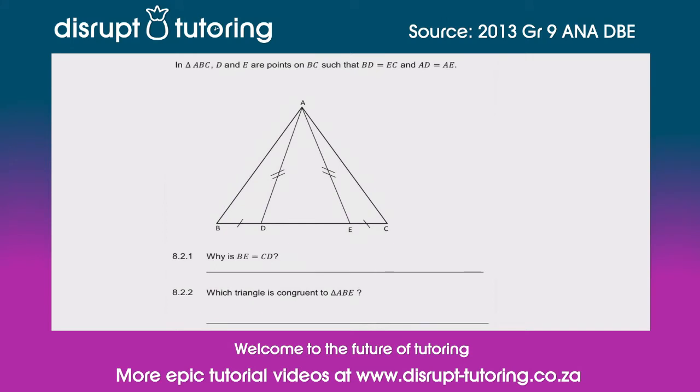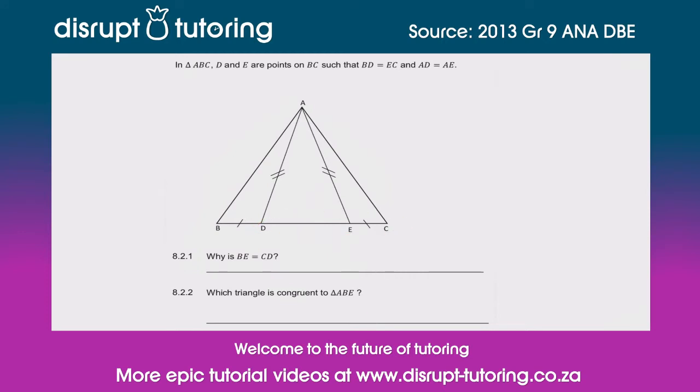Today we're going to deal with some congruency, and it's going to be specifically on triangles. Now, we've been given the question: in triangle ABC, D and E are points on this line BC such that BD is equal to EC and AD is equal to AE. Now, in the first question, it's a fairly tricky question. They've said to us, why is BE equal to CD?